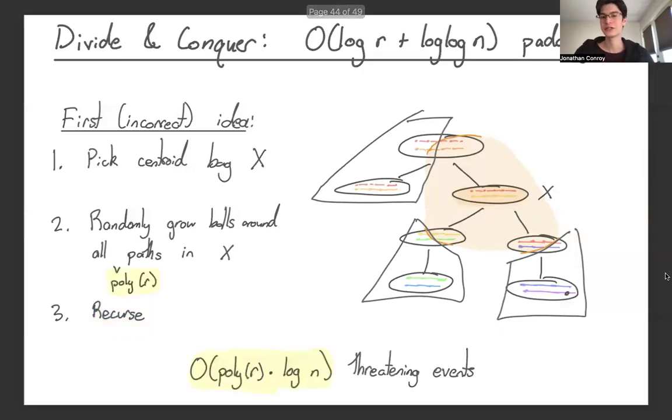So the depth of this recursion tree is log n, and in each iteration of the recursion, we grow clusters around poly-R many paths. So in total, any vertex sees poly-R times log n threatening events. So this leads to, by a rule of thumb, this should lead to a padded decomposition with parameter log R plus log n.